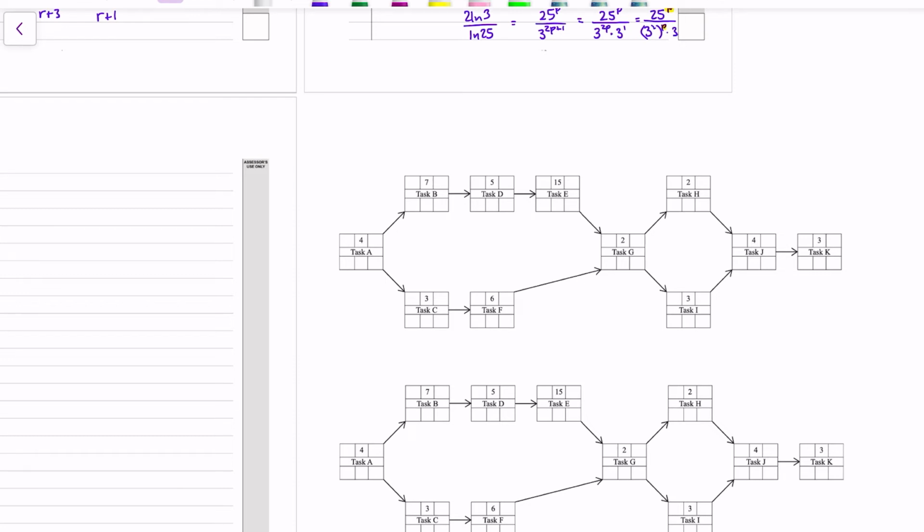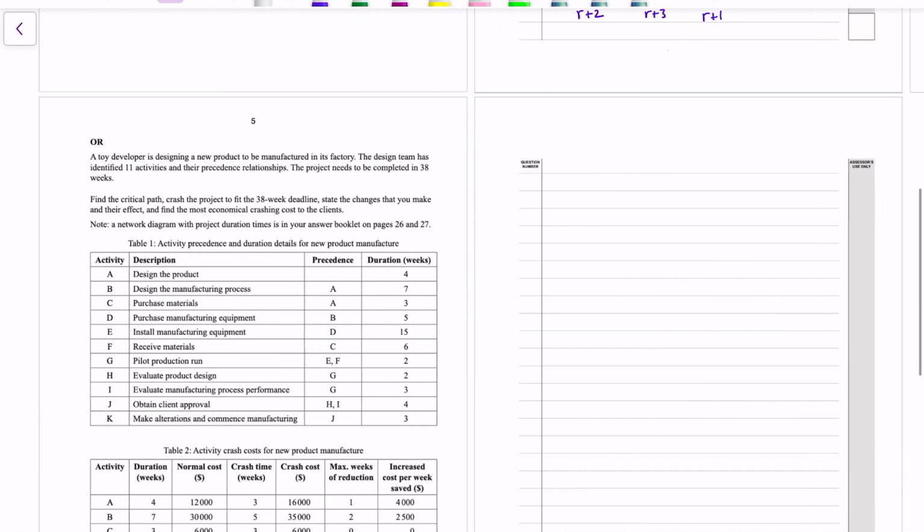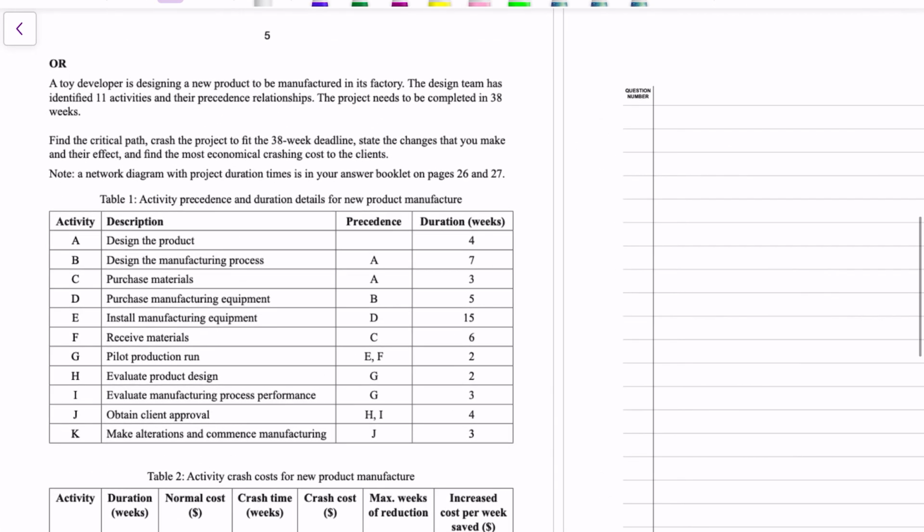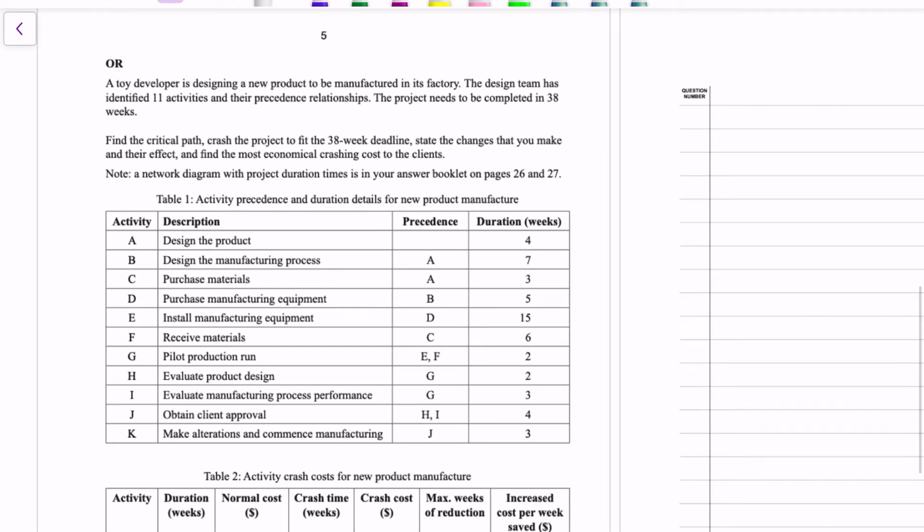Usually takes around an hour to solve the problem. They've given us a network diagram to speed it up, and they bring in this twist about crashing, which we're going to learn about now. There's lots of good videos on critical path on YouTube. If you're interested, just pop it in the comments and I can link you to a couple.